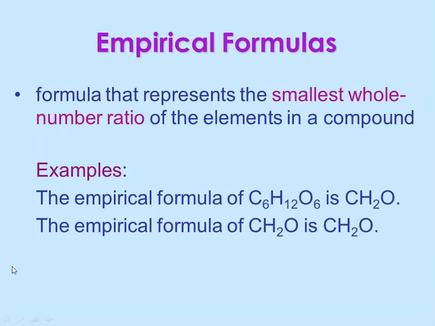So I've got two examples for you that both share the same empirical formula. We have glucose and we have formaldehyde. They both show a 1 to 2 to 1 ratio of carbon to hydrogen to oxygen. So in this case, the empirical formula actually does exist as a true compound, but there are times when you will have empirical formulas that do not necessarily represent actual true formulas. They just show that skeleton, the basic ratio of the elements present in that chemical formula.